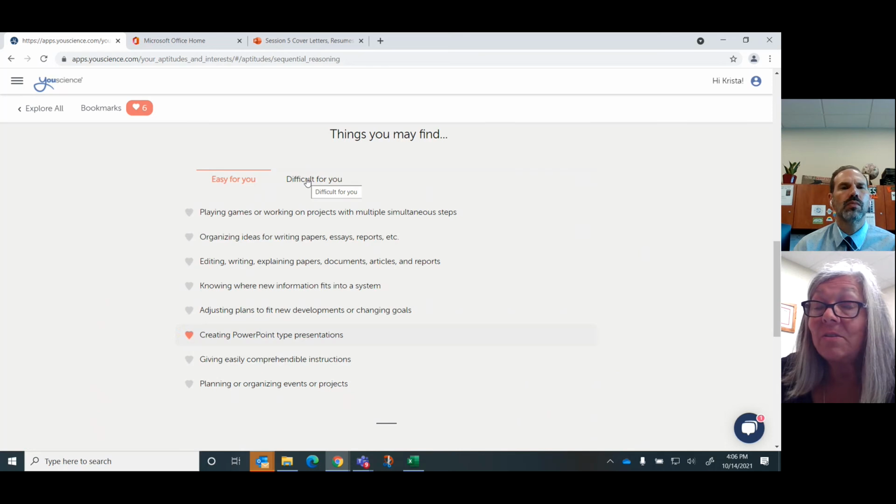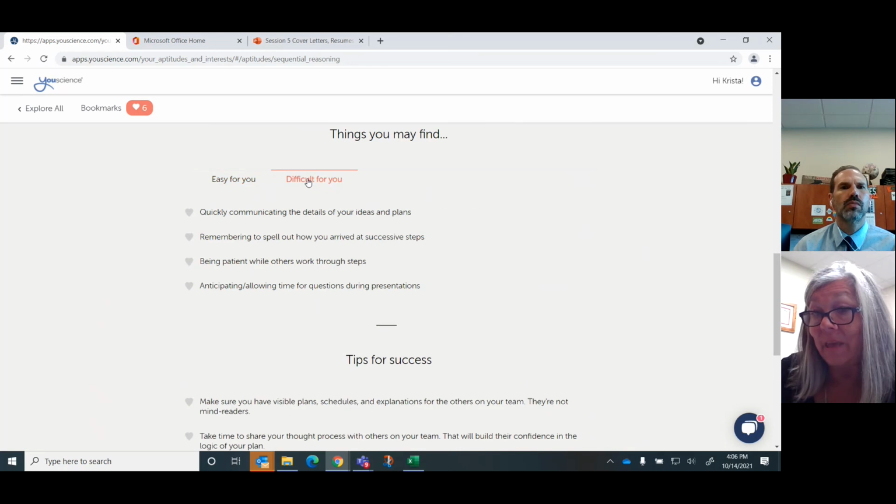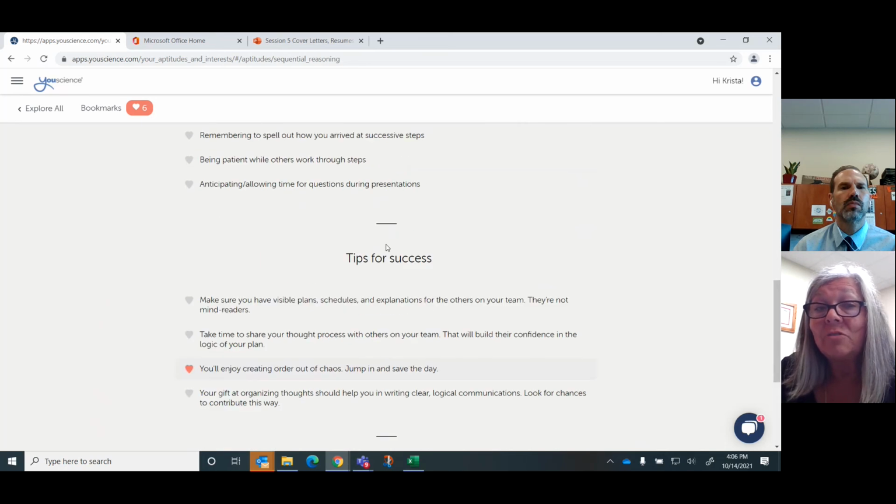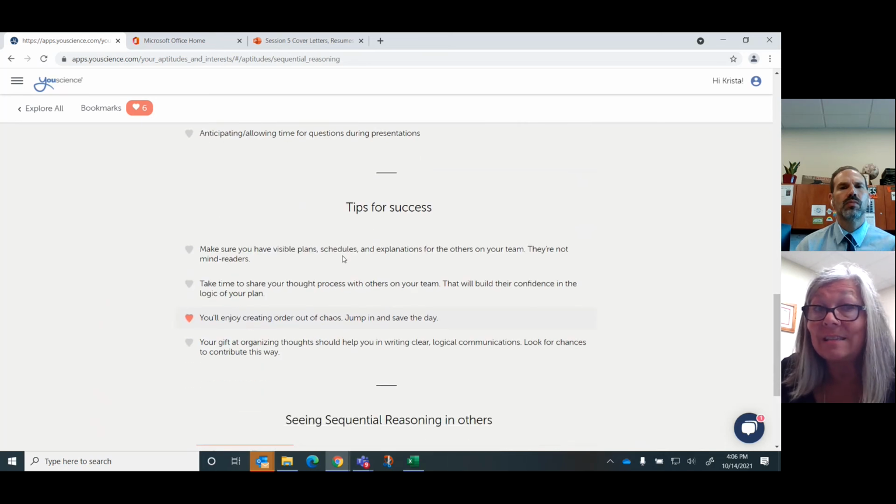But then I can also see things that are difficult for me as a sequential thinker. So to quickly communicate, that's a hard thing for me to do. Remembering to spell out each successive step, that's something that I need to perhaps be conscious of and work on. And then as we scroll on down the page, there's tips for success. Things that I can do that can make me successful as a sequential thinker.